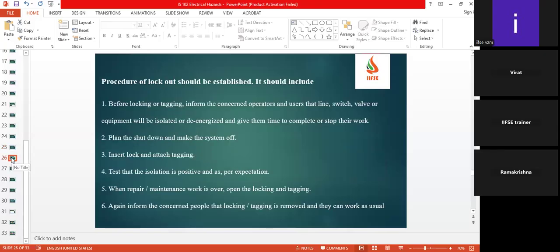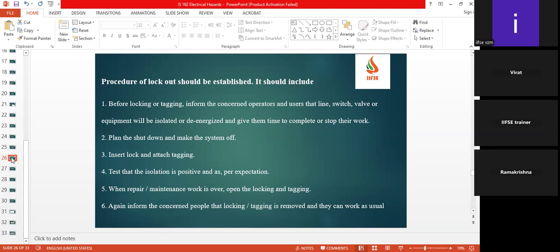So when we say a procedure for this lockout, it should be established and should also include certain things. Every company should have their LOTO procedure, how to do a LOTO and how to practice it. As for the procedure, before locking or tagging, inform the concerned operators and users that the line, switch, valve, or equipment will be isolated or de-energized, and give them time to complete or stop their work. Whenever you are doing any lock.